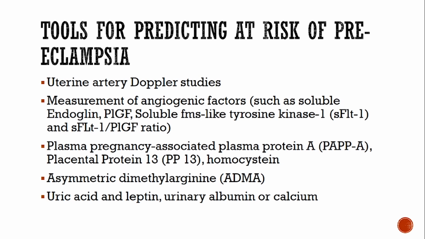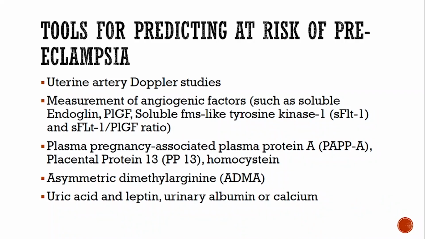Now, are there tools for predicting those at risk? We said that these tools are not absolute, but they can help. Primary among them is the uterine artery Doppler study. This can be done around the mid-pregnancy period, around 20 to 22 weeks. Looking at the resistivity index and so on, once this is done, we can say that this patient may be at risk of developing preeclampsia.